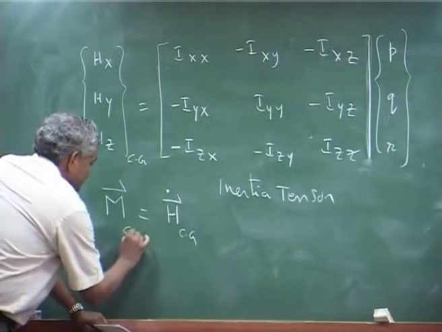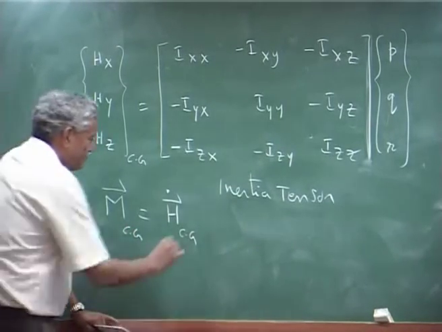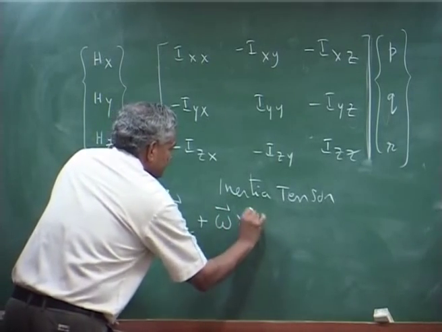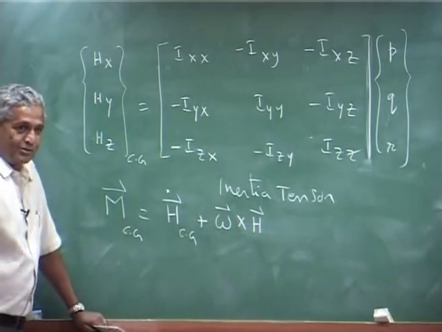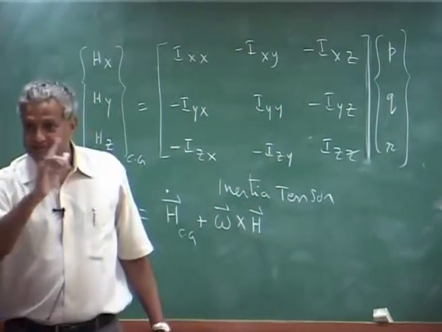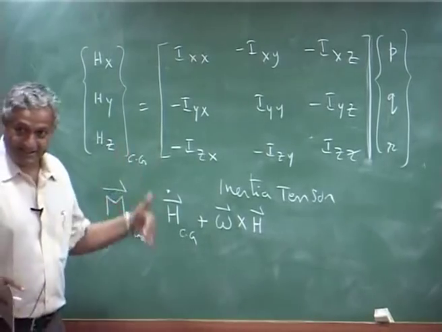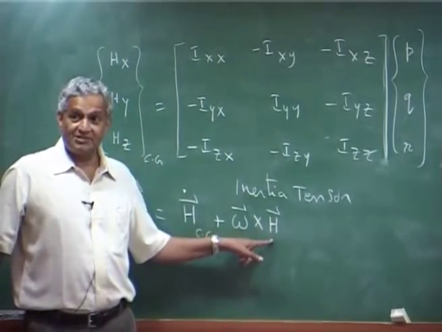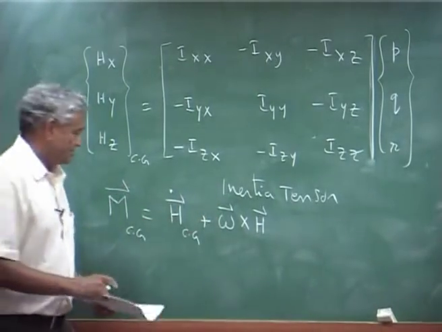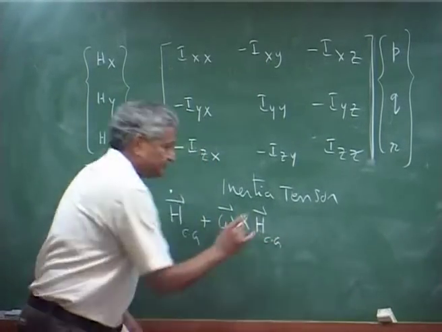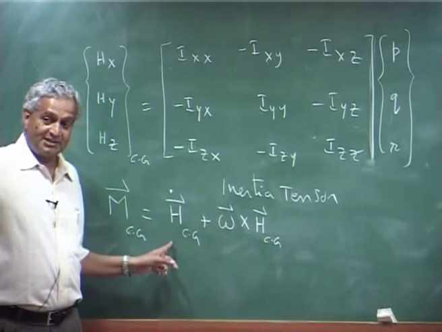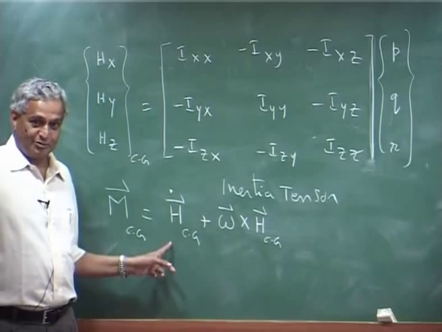H dot, moment about the CG, plus omega cross H, because these vectors are also changing with time. Therefore, when I take a derivative of that, I will get an omega cross H. So, this is my moment equation. That is why you always take the moment equation about the center of mass. It makes it simpler.